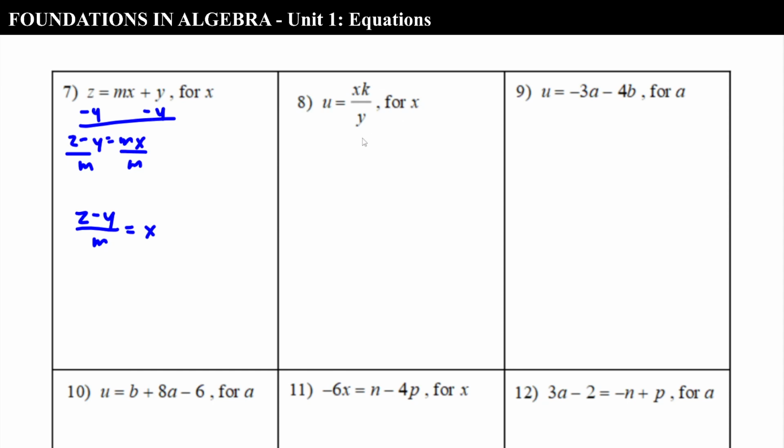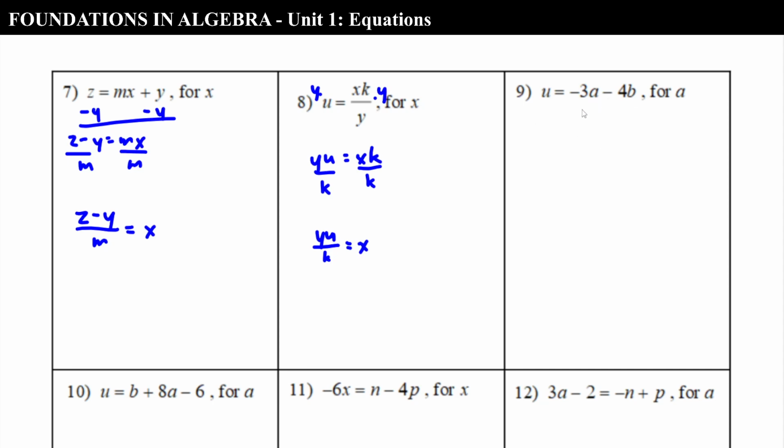We're solving for x here, so let's multiply each side by y. And we get yu equals xk. And then we're going to divide each side by k. So you get yu over k equals x. Now, in the top, you could have done uy. It doesn't matter. Yu is the same as uy because we're multiplying.